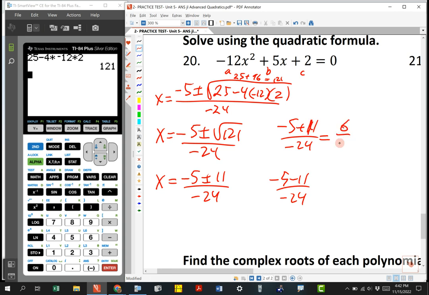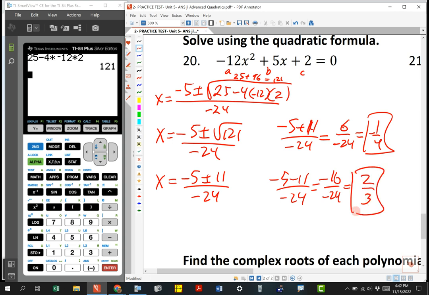So this is going to be a 6 over -24, which reduces to -1/4. Okay, so we got our answer right there. That's one of them. And this one makes -16 over -24. And a negative divided by a negative is going to be a positive. And 8 goes into both of those. So this is going to be positive 2/3. So we got -1/4 and positive 2/3.